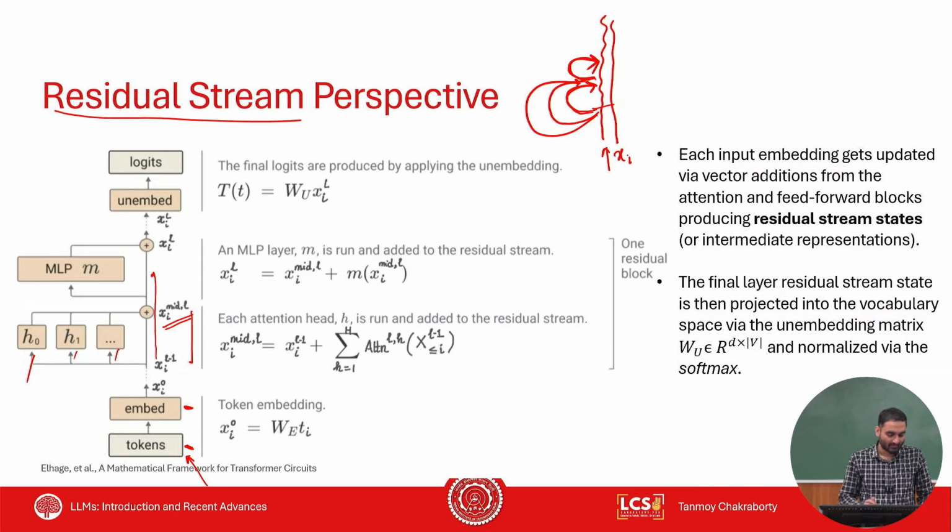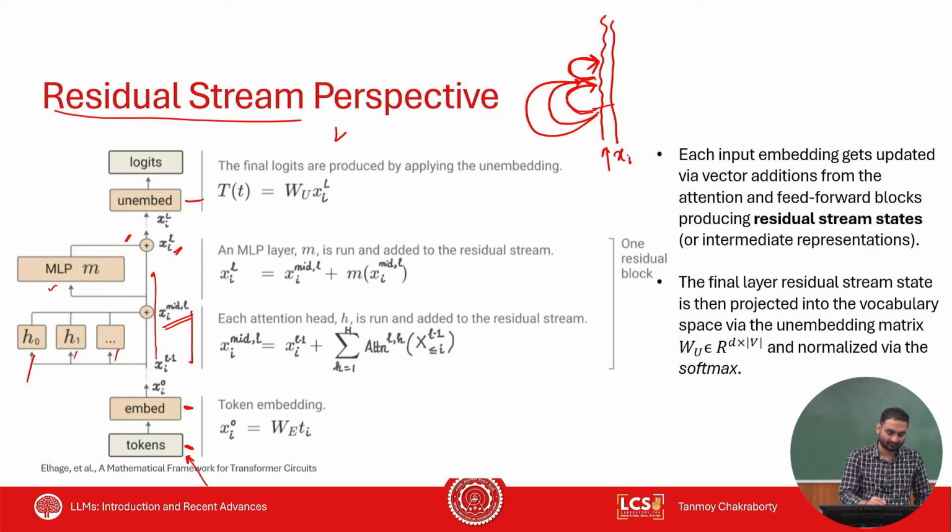mid, right? And then we have a multi-layer perceptron, feed forward network. This will produce another output. The output of this will basically be added to the stream. Okay, and we keep on doing this for capital L number of layers, right?